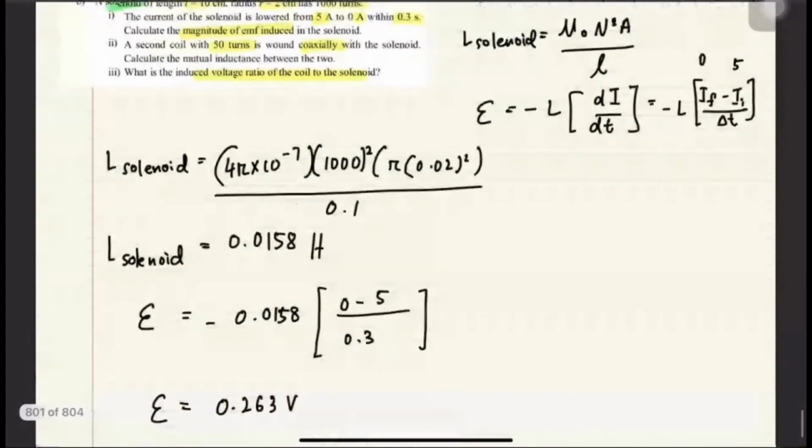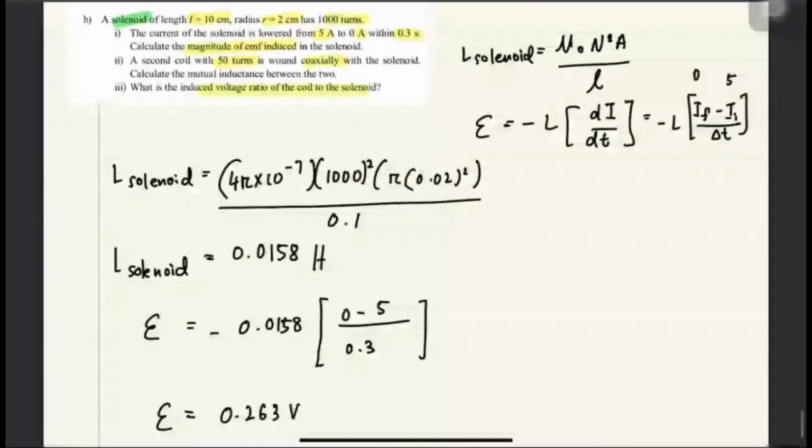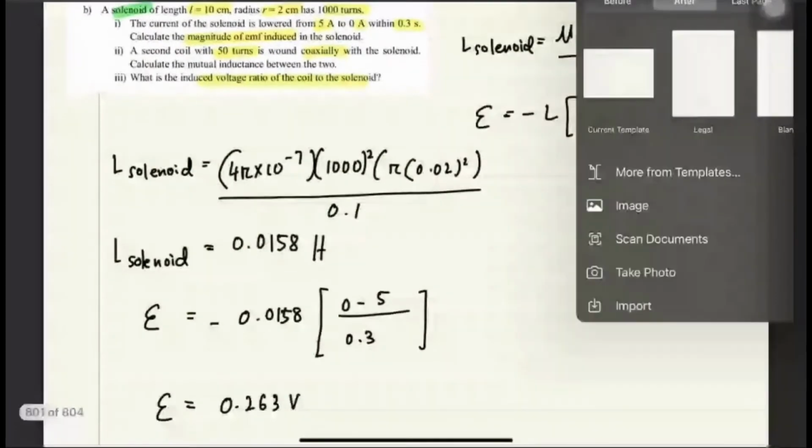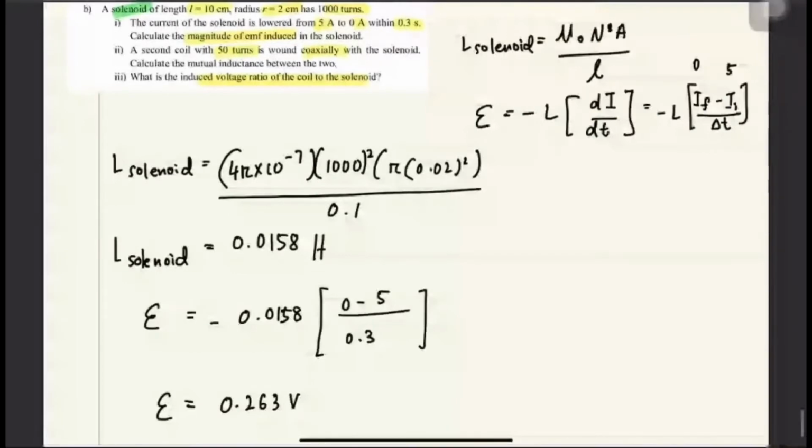Ada satu B3 pula. Kan habis ni. Okay, what is the induced voltage ratio? Bukan. Yang kedua tu ada lagi. Sorry. B2, a second coil with 50 turns coinciding with the solenoid. Calculate the mutual inductance between the two.